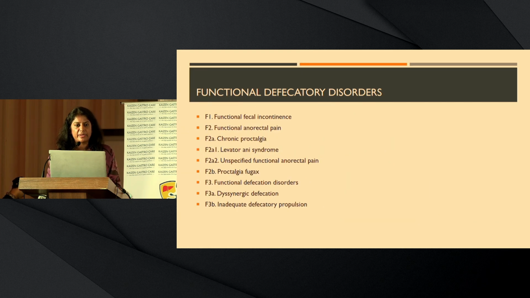So as a therapist, when does a gastroenterologist or a colorectal surgeon think about us? In my practice, we also do a lot of urogynec and urinary work, but this being a CME with gastros and colorectal surgeons, the common referrals we get are functional fecal incontinence, anorectal pain, proctalgias, levator ani syndrome, unspecified anorectal pains. Functional defecatory disorders is our bread and butter because those are the most prescribed. So that's dyssynergic defecation and inadequate defecatory propulsion or slow motility constipation.